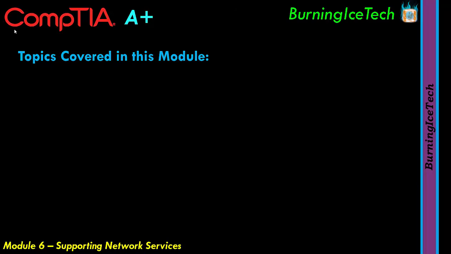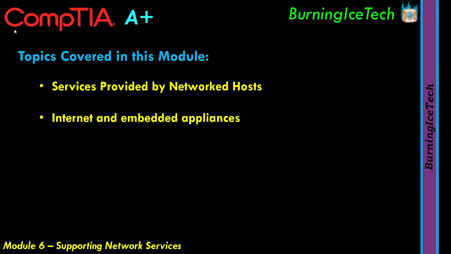Now, as for the main 3 sections we're going to be diving into, the first one will be services provided by networked hosts. The second section will be internet and embedded appliances, followed by the third and last main section in this module, which is troubleshoot networks. Well, folks, there you have it. That is the 3 main sections we're going to be covering in this module. I've also labeled them out in the video description down below, so you can find that.